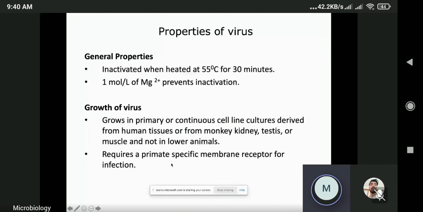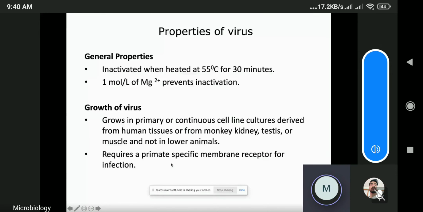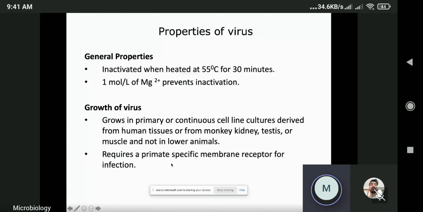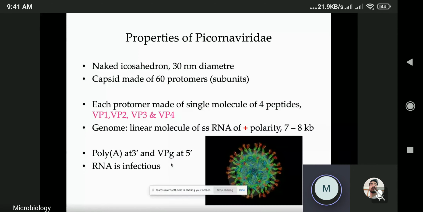Okay, and this group of viruses requires a specific membrane receptor for the infection. Now, let us discuss the properties of these viruses. They are naked viruses with icosahedral nucleocapsid symmetry, and the size is 30 nanometers. Okay, they are very small.